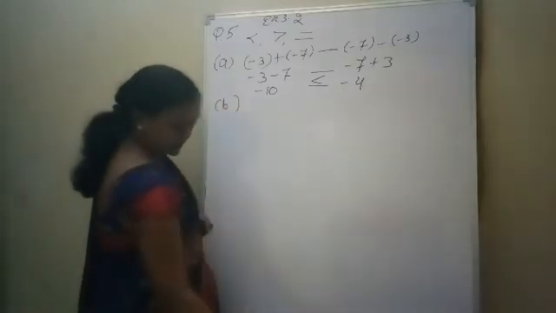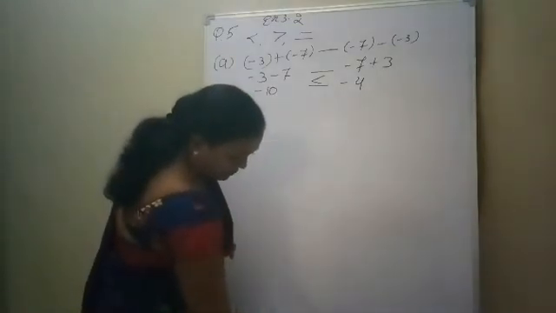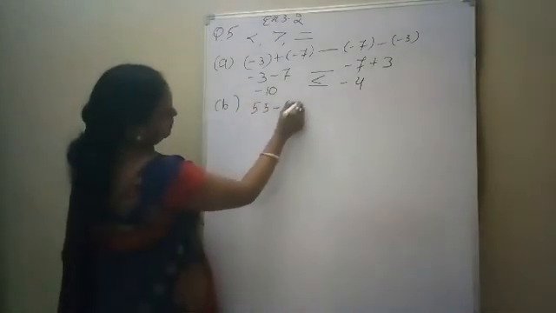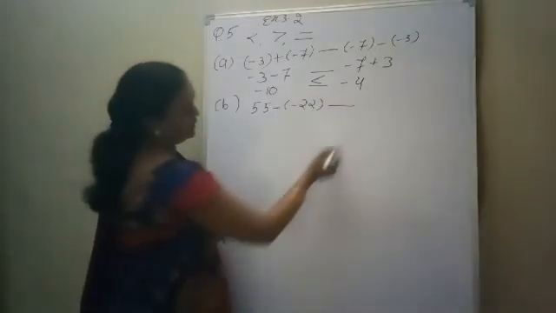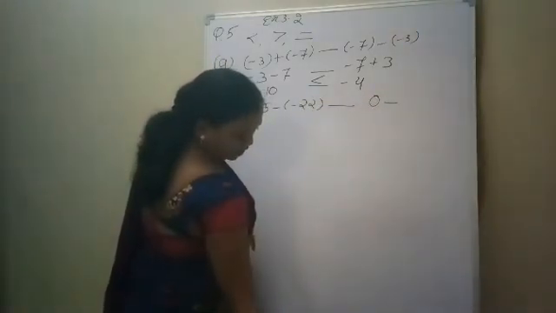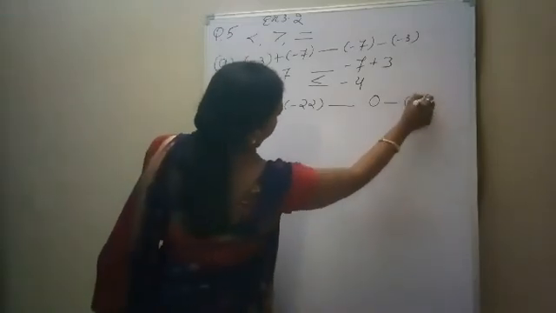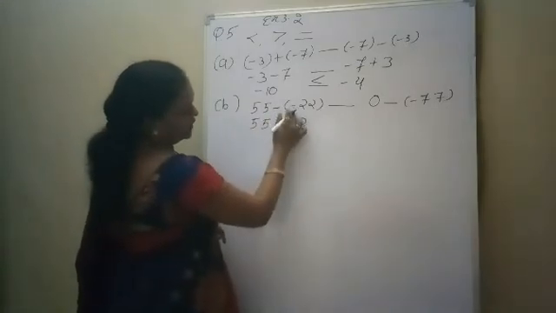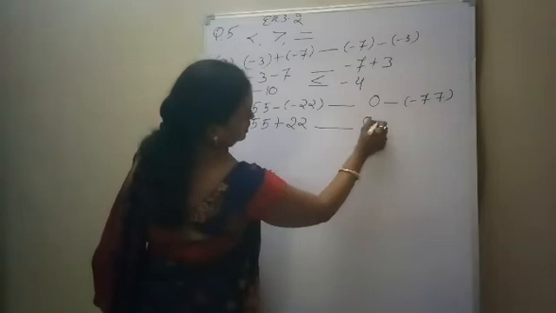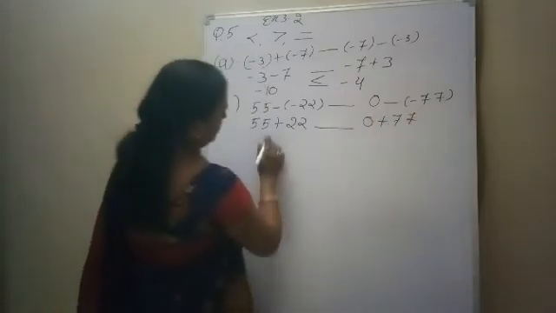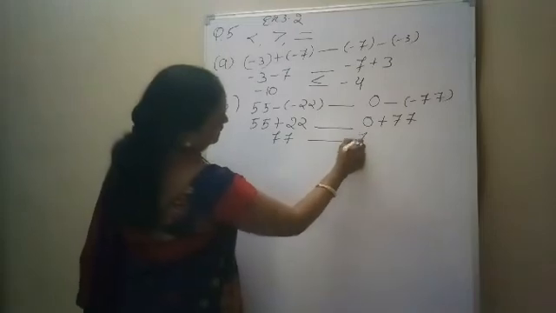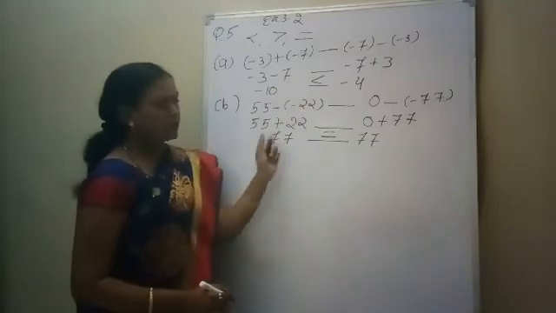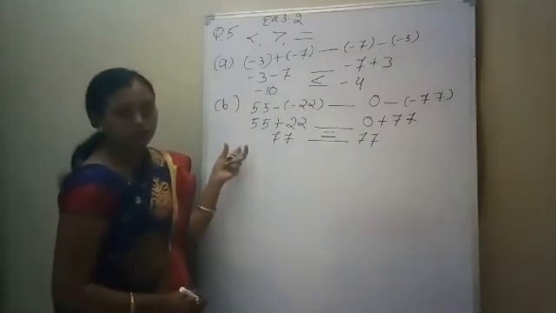Now B part is there. In the B part, 55 minus of 22, then 0 minus of 77. So in this one, 55, the negative becomes positive, 0, and then this one also 77. So 77 is equal to 77. On the basis of this explanation, you can solve C and D parts of question number 5.